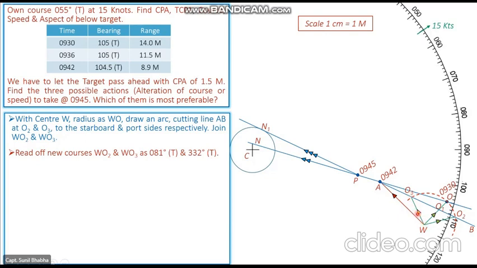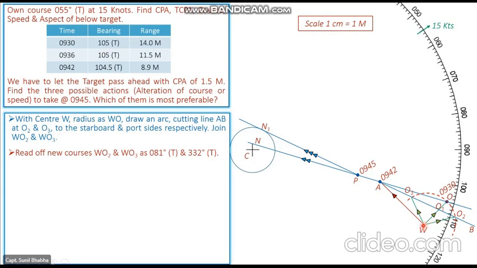If the vessel alters its course to WO3, you can see clearly our ship was initially steering WO. We will have to make a port alteration. So alteration of course to port will result in our course as WO3. The amount of alteration is angle OWO3. We can now place our paddle ruler along line WO3 and measure our new course, WO3. So when we measure these courses, course WO2 comes as 081 degrees true, this is the first course alteration option available to us, and WO3 comes to be 332 degrees true. This is the second course alteration which is available to us.